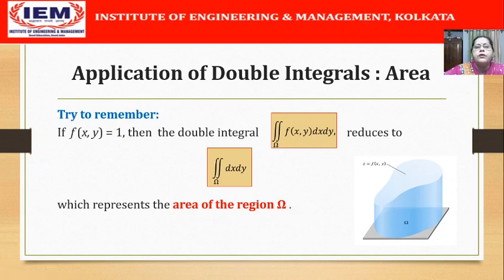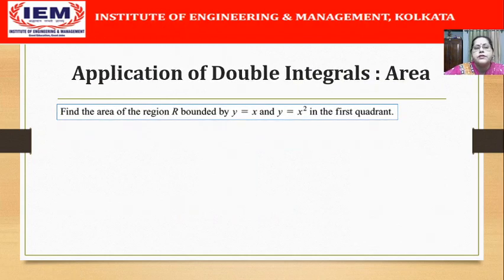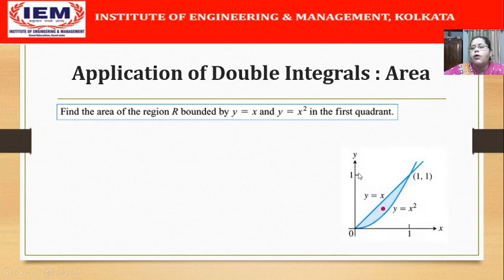So let's now start to see some examples. The first example here is: find the area of the region R bounded by y equal to x and y equal to x square in the first quadrant. Of course, first we need to draw the region. So on the xy plane in the first quadrant, your region looks like this, because this is one boundary, y equal to x, and the other boundary is y equal to x square, the parabola. So the region R is the one marked in blue.